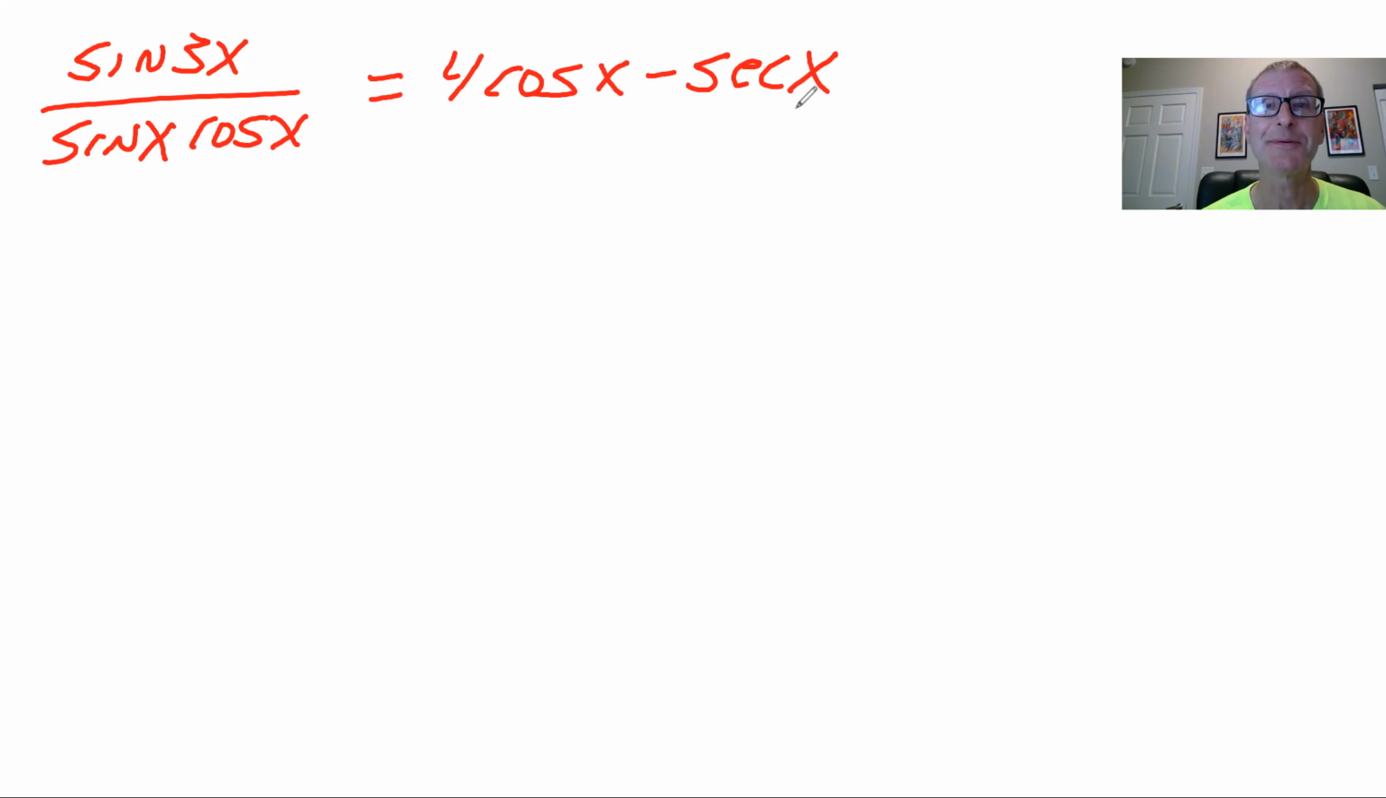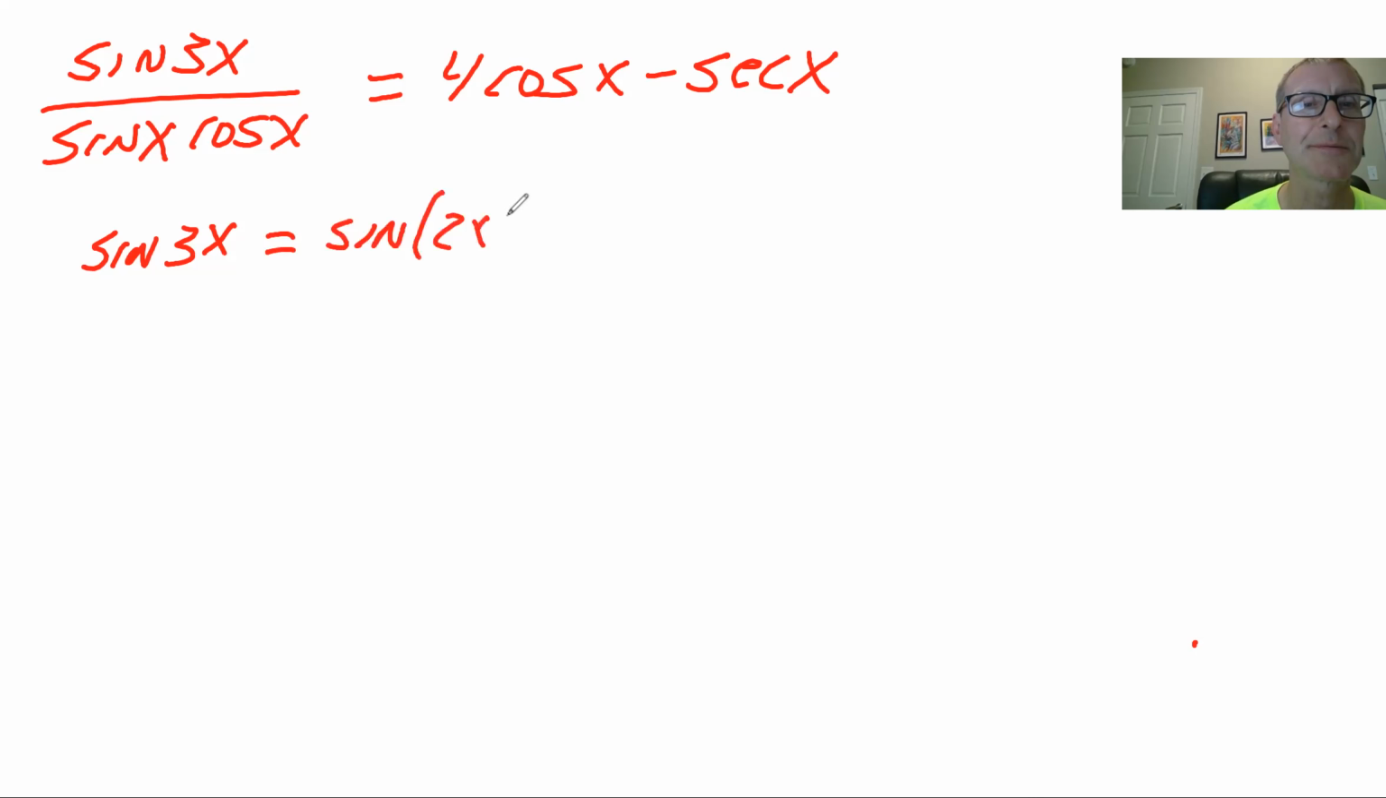And what I'm trying to do is to get cosine, and then 1 over sine is sec, or 1 over cosine is secant. So I tried that, and I didn't know what to do after that. So the next thought I had was, let's take sine of 3x, which is up in the numerator, right? And write it this way: sine of 2x plus x.